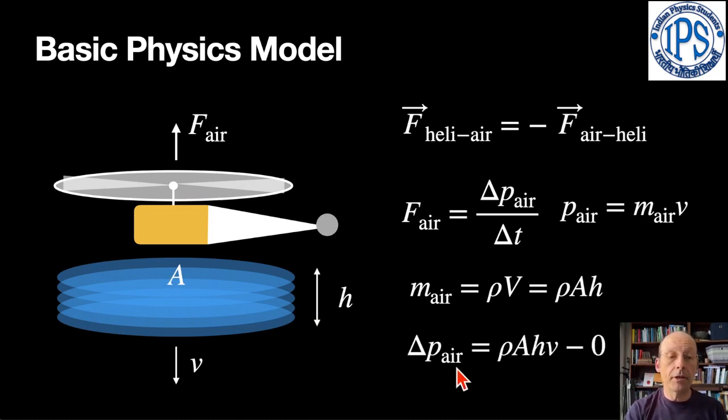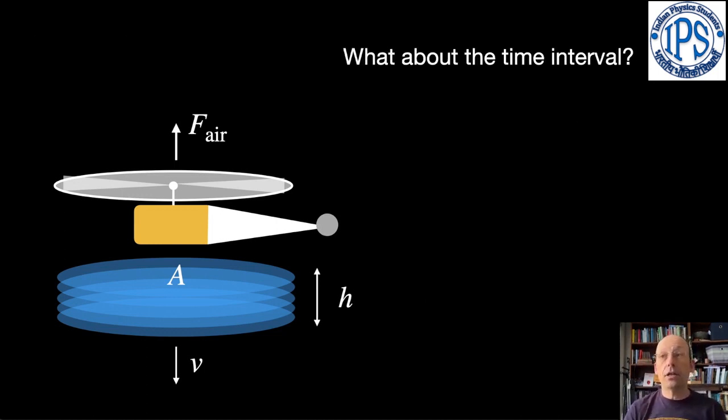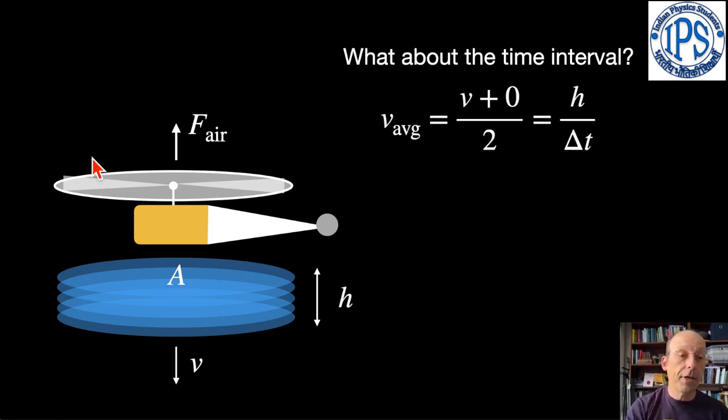So the change in momentum of the air is rho A h, which is the mass, times v, and then it started at rest, so it's 0. So that's what we have. Now I have the change in momentum, but I don't have the time. So let's imagine the time it takes for that air to go down. It starts up here at rest, and then ends up down here going at velocity v, and it travels a distance h. I moved it down below that, but I know the distance.